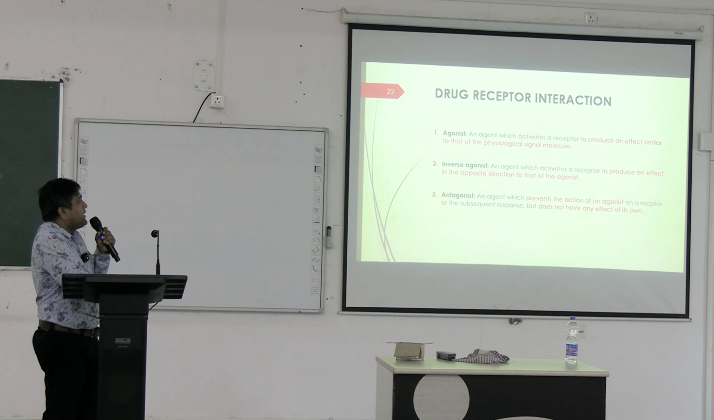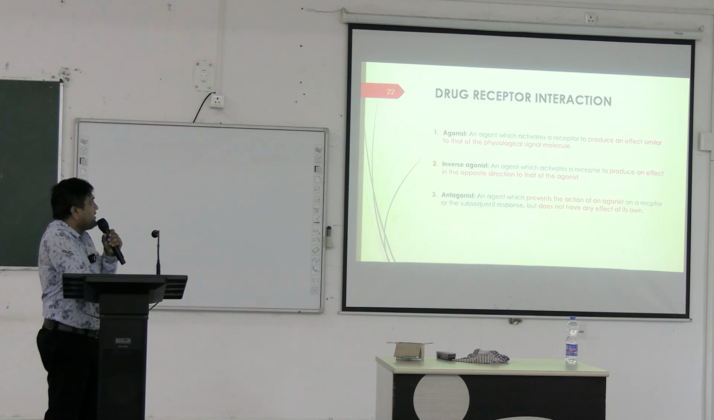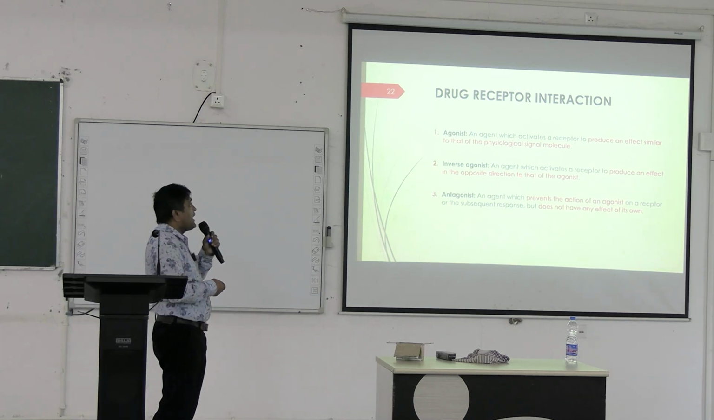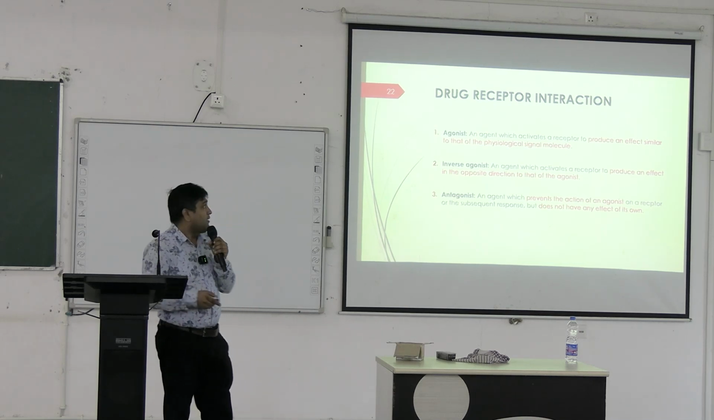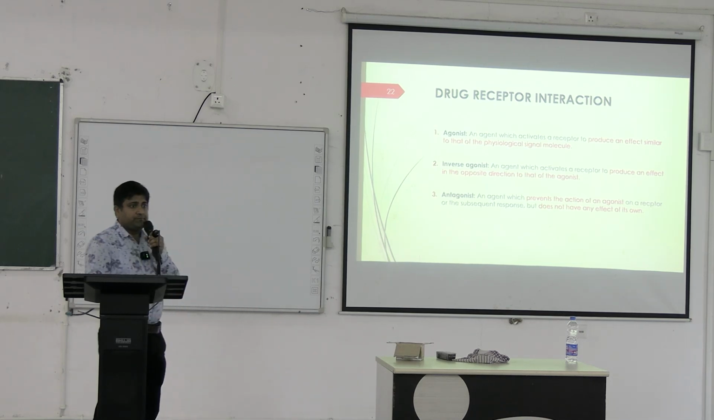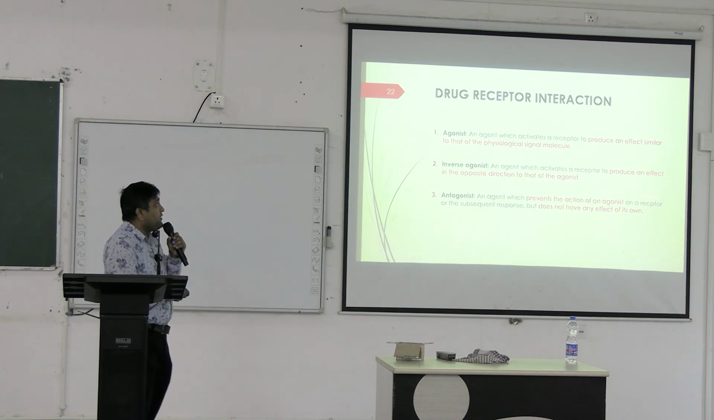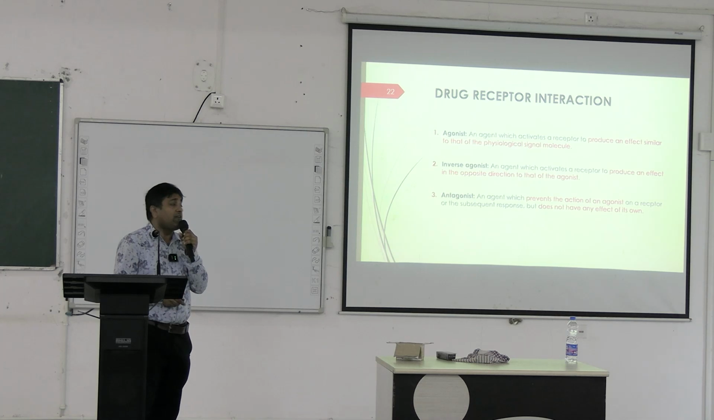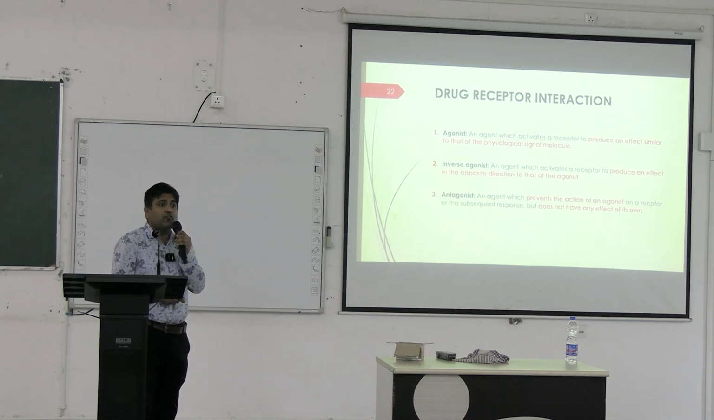Inverse agonist is opposite to the agonist. It will carry out the reaction in the opposite direction. So, an agent which activates a receptor to produce an effect in the opposite direction to that of the agonist. Very few are there. Antagonist: an agent which prevents the action of an agonist on a receptor or the subsequent response, but does not have any effect on its own.